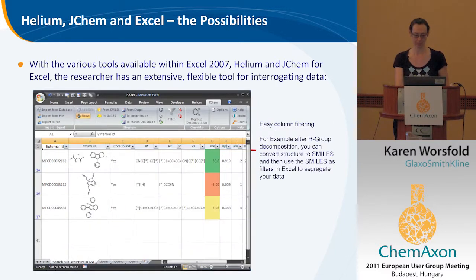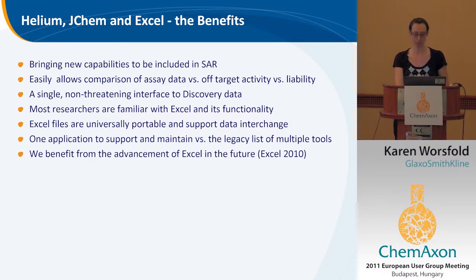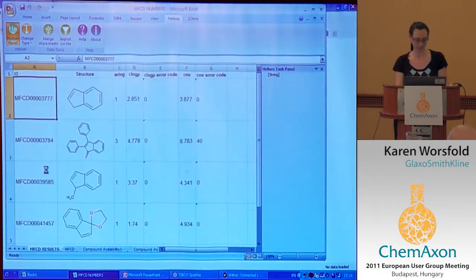Some more examples. So a quick summary of the benefits. We're trying to help our users have new capabilities. They're bringing the data together, different types of data, obviously depending on what users need. People are familiar with Excel, so they took on board this Helium application really quickly. I think we probably mentioned all those other benefits.